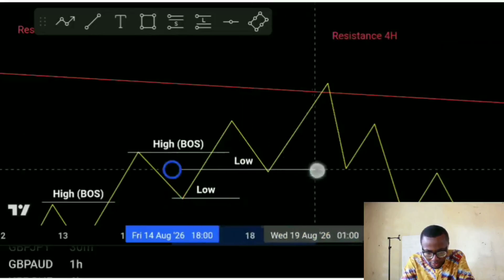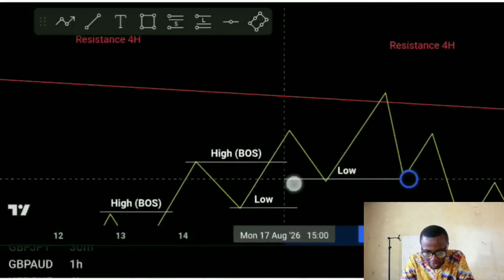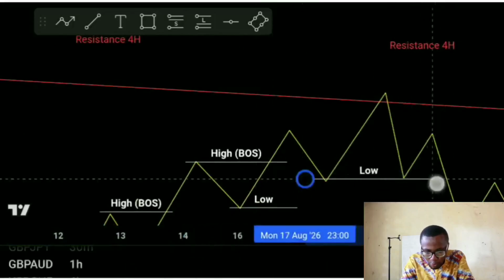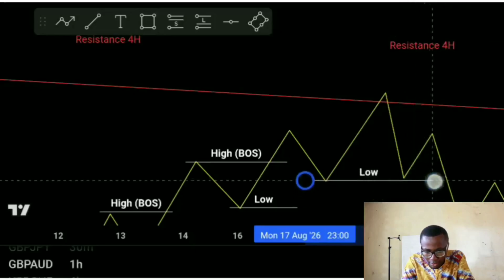Look at this low again. You can see this low. Look at this low here. This low was not broken. Look, it was not broken here. Look at where it broke. So around here now, this low was not broken.